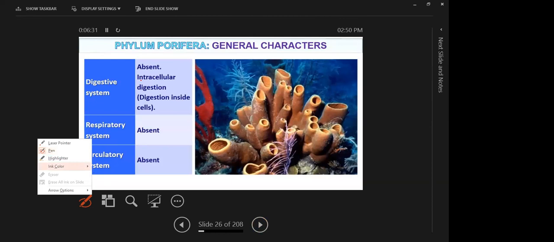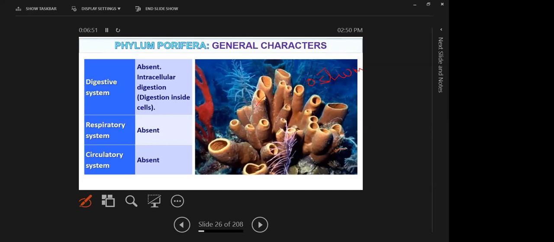Okay. Why is the digestive system absent? Because the water enters, can you see here, the mouth? The mouth, one opening, is called ostium. Water enters through that and comes out through the pores. So that itself is the digestive system, circulatory system, everything. Through the water, whatever bacteria are there will get digested. So this is all about Porifera.